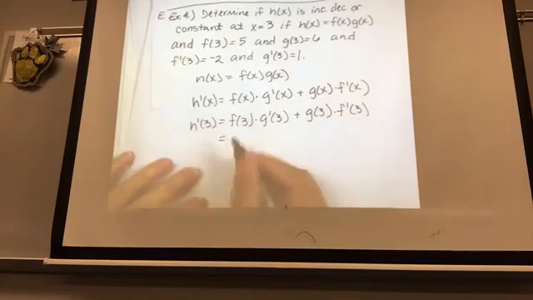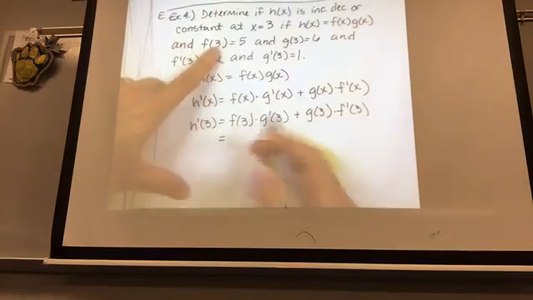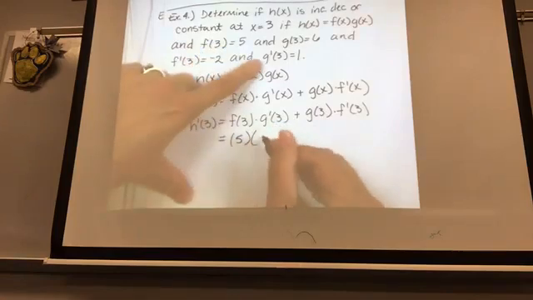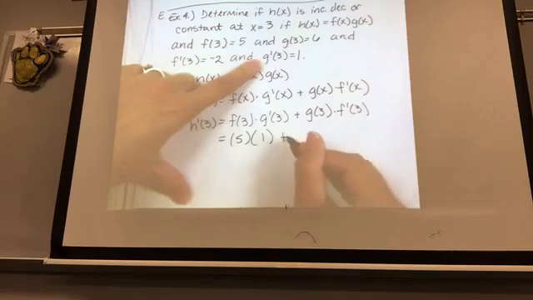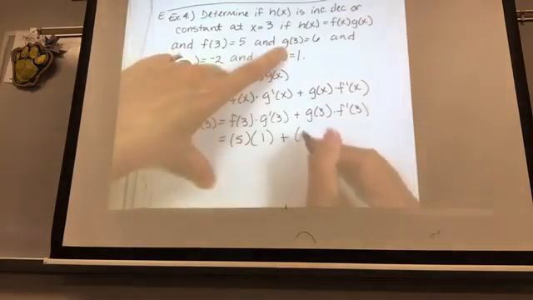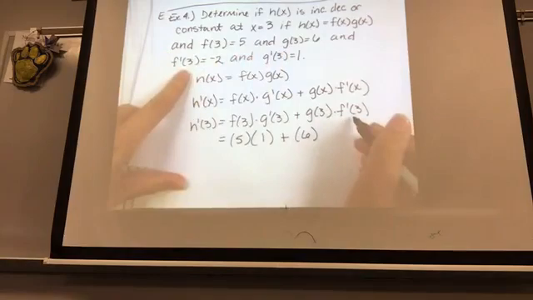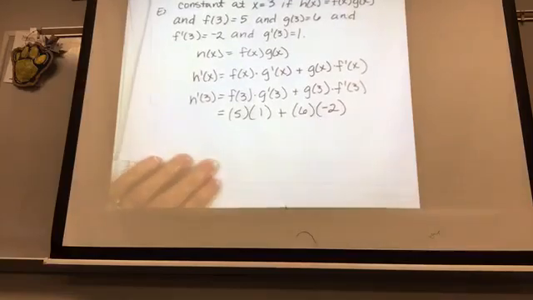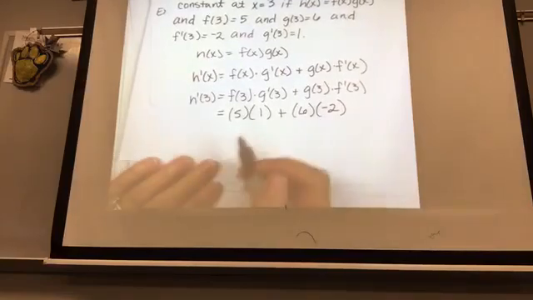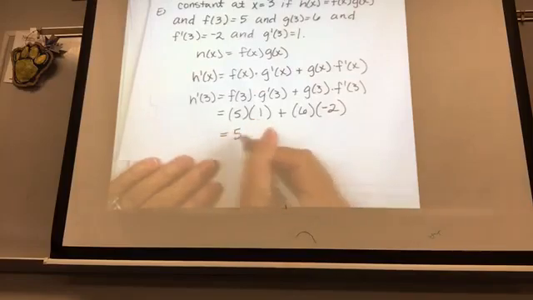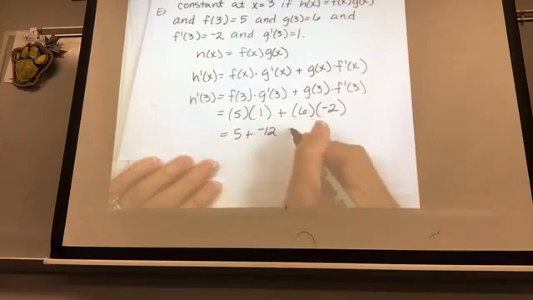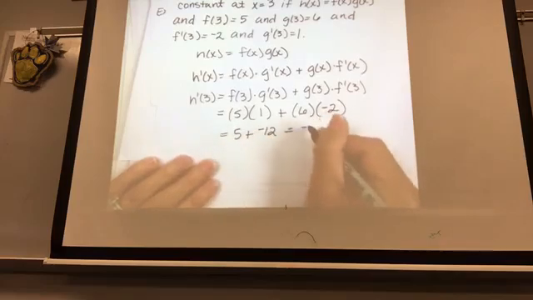And then now I'm going to use all that extra information they gave me. So just looking above, f of 3 is 5, so 5. G prime of 3 is 1, plus g of 3 is 6, and f prime of 3 is negative 2. So 5 times 1 is 5, plus 6 times negative 2 is negative 12. Negative 12 plus 5 makes negative 7.